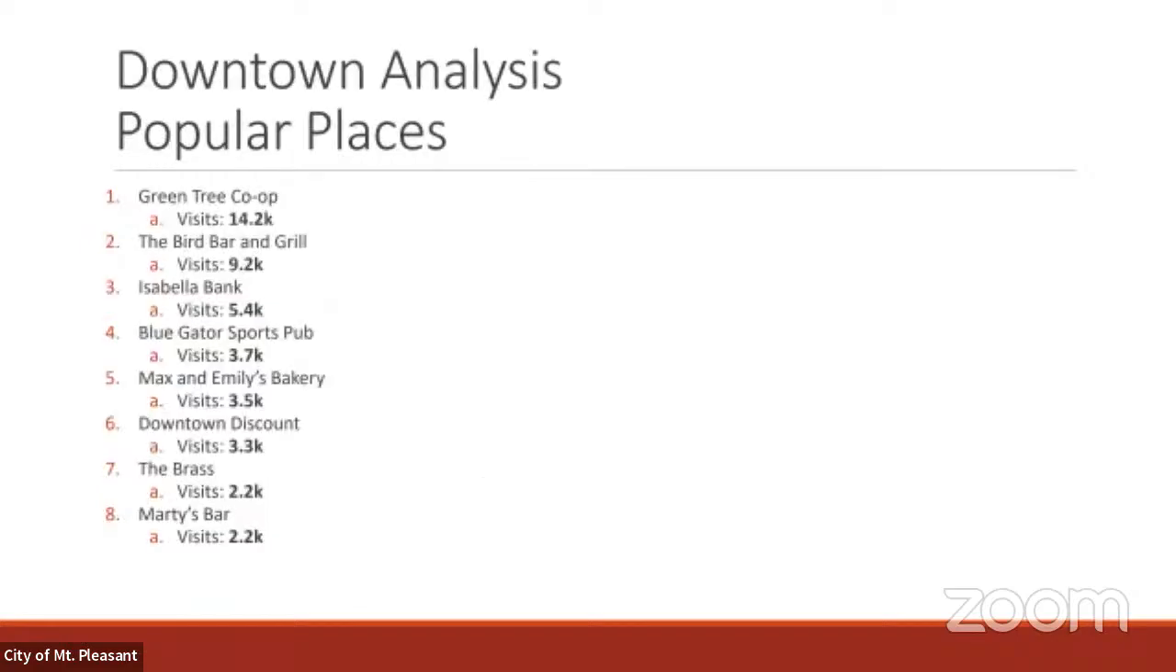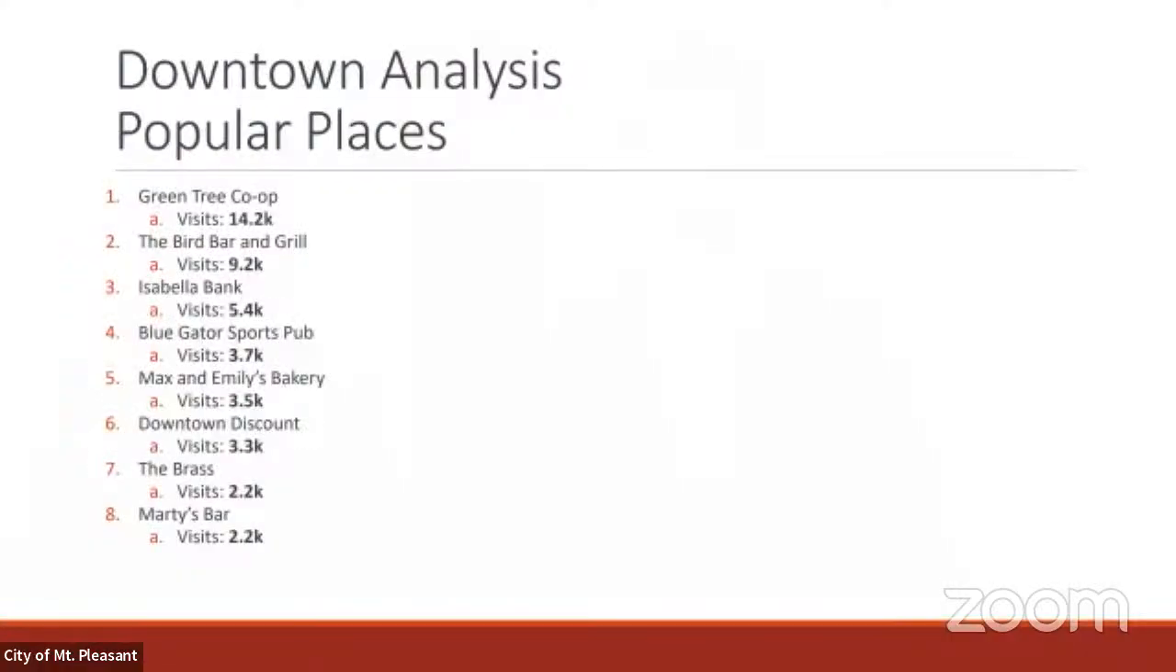Then we looked into a downtown analysis. We looked at the most popular places in downtown, which one was Green Tree Co-op with around 14,000 visitors. Then The Bird, Isabella Bank, Blue Gator, Max and Emily's, Downtown Discount, The Brass, and Marty's.